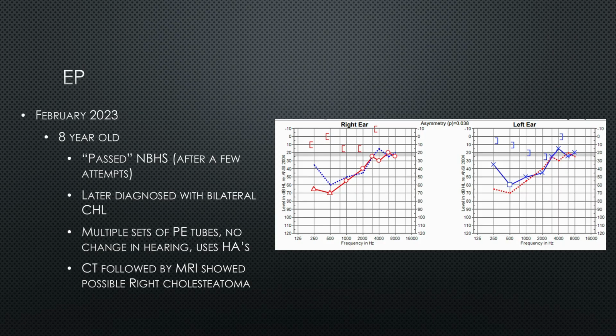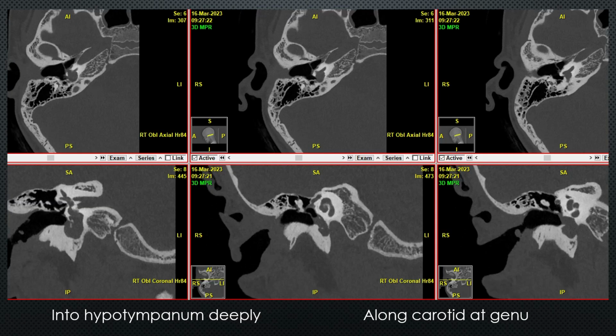All right, this case: an 8-year-old who passed her newborn hearing screening, if you believe that. Later diagnosed with conductive bilateral hearing loss, which I'm sure was present at birth. She had multiple sets of PE tubes. Her hearing was okay. She was using hearing aids. And a CT followed by MRI confirmed a small right, what's called a cholesteatoma.